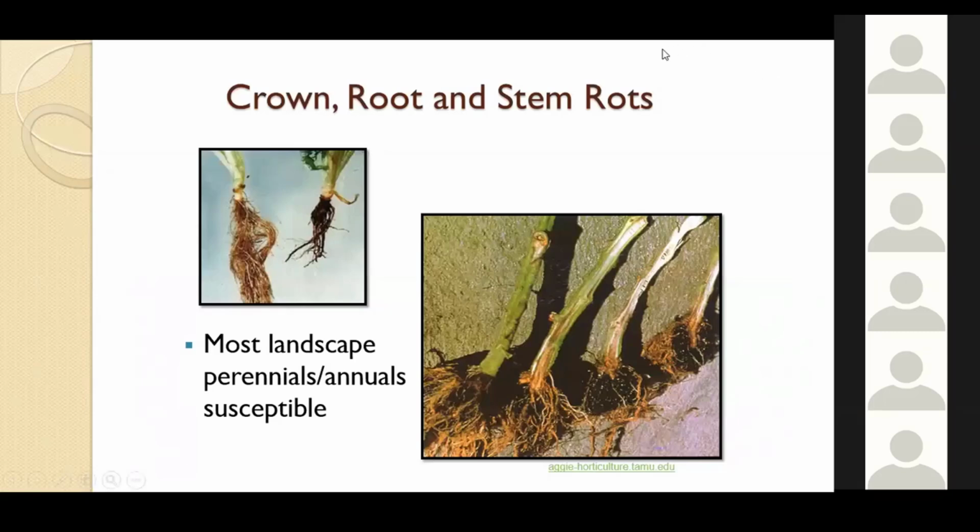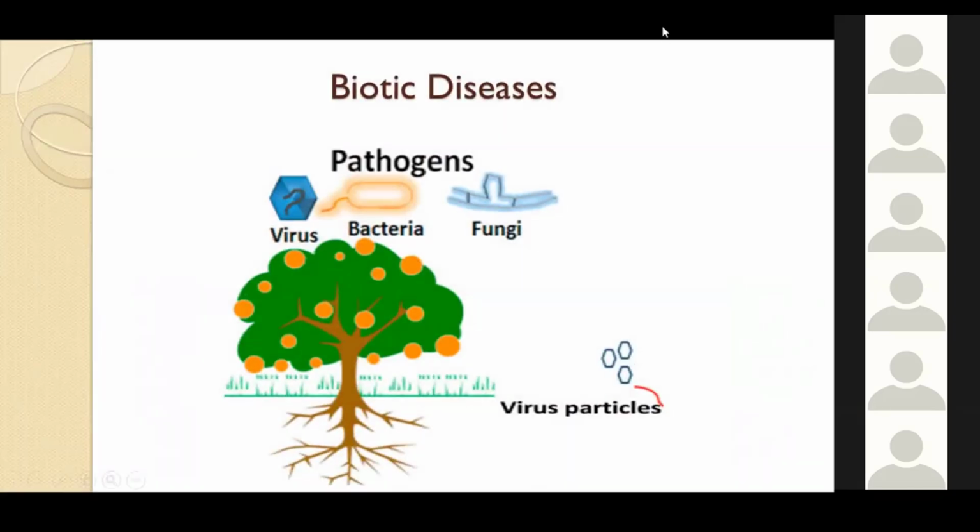And as you can see on these pictures, we have some healthy roots in this top picture right next to some very rotted roots. And then if you look at the split tomato plants, you can see that the second tomato plant, where it's been split, the inside of the vascular tissue is just brown or discolored, a sure sign that there's a crown or stem rot going on. And these are our biotic diseases.